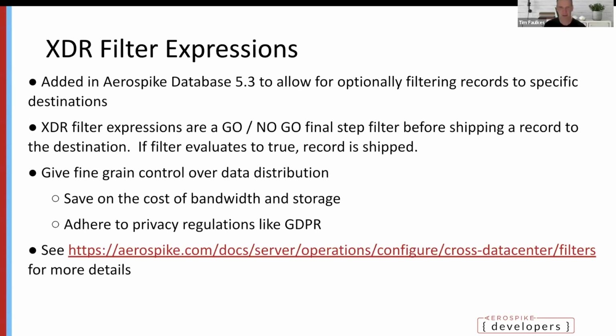Well, when we go and update that record or write that record, we could set a rule which says if that origin bin is the UK, don't ship. If it's not, then ship. And so this would allow us to comply with GDPR very simply without having to have any code. It's just one expression you create and you attach to the shipping on the XDR filters. Very powerful. And there's a lot of information on the link that I've provided there.